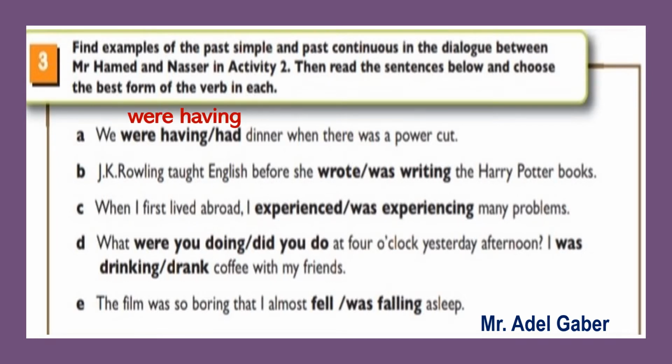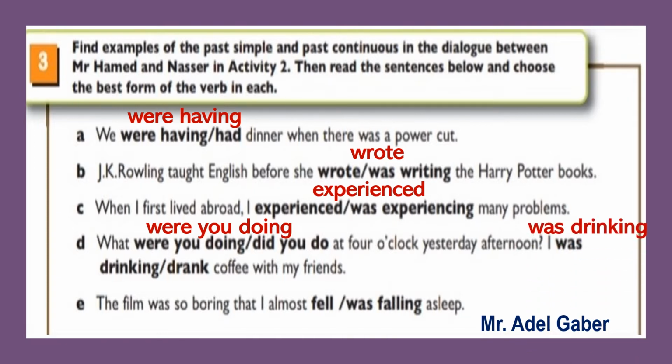We were having dinner when there was a power cut. Number B. J.K. Rowling taught English before she wrote the Harry Potter books. Number C. When I first lived abroad, I experienced many problems. Number D. What were you doing at 4 o'clock yesterday afternoon? I was drinking coffee with my friends. Number E. The film was so boring that I almost fell asleep.